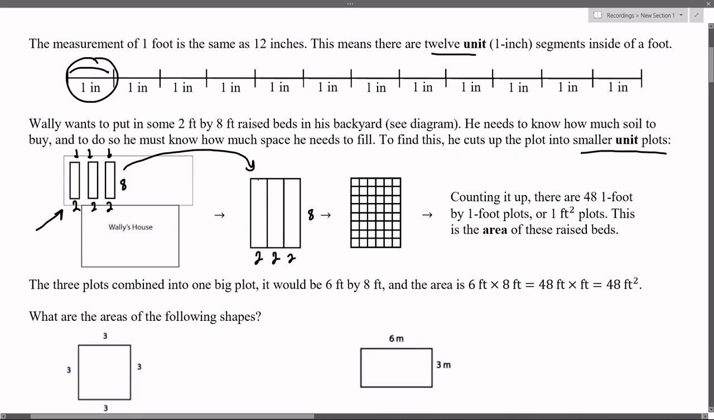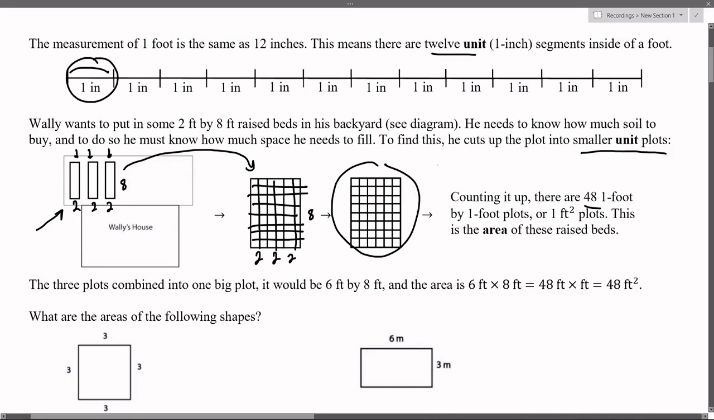So I'm going to cut this up into 1 foot long segments. And then I'm going to cut it further, the 8 feet into their individual 1 foot segments that way. And we get this representation here. So you can count up how many boxes are in that diagram. And there's going to be 48 1 foot segments. So we have 48 of these 1 by 1 foot segments.